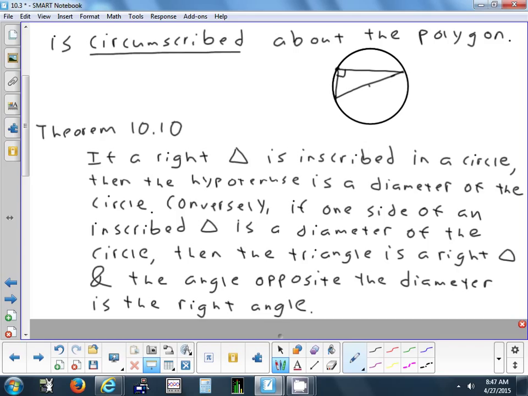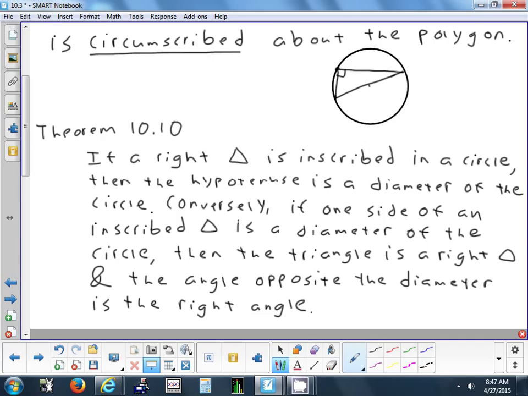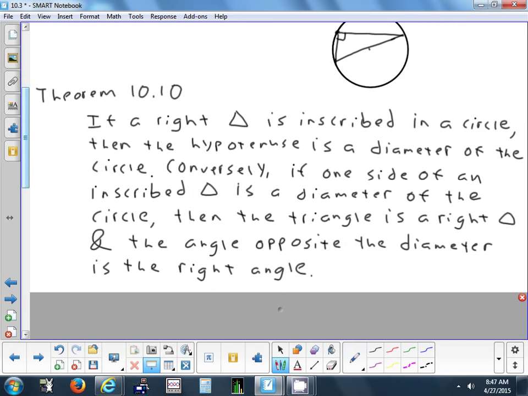And the angle that's across from the diameter, that's the 90, because it's half of the intercepted arc. And the intercepted arc, if you draw a diameter, is always 180. What's the angle across from it? Half as big, 90. Okay, so that's theorem 10.10. It has to do with specifically just drawing a right triangle inside a circle.